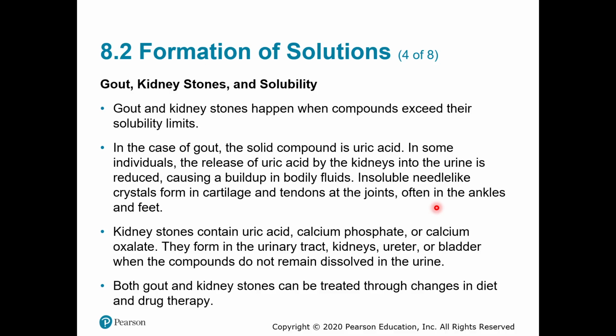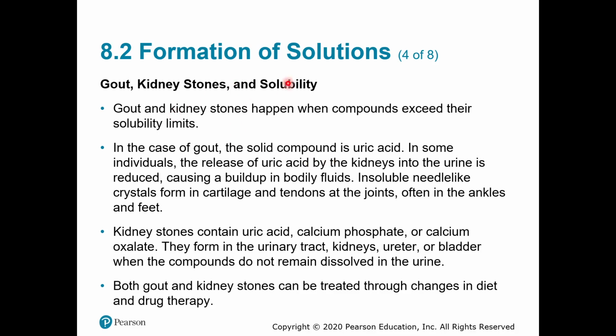All right, let's talk a bit about some gout, kidney stones, and solubility. Gout and kidney stones actually happen when compounds exceed their solubility limits, and so they actually precipitate out in your body. Okay? Kidney stone precipitating out in the kidneys, obviously. The gout being typically like the feet being the big one. Gout is what Benjamin Franklin had.